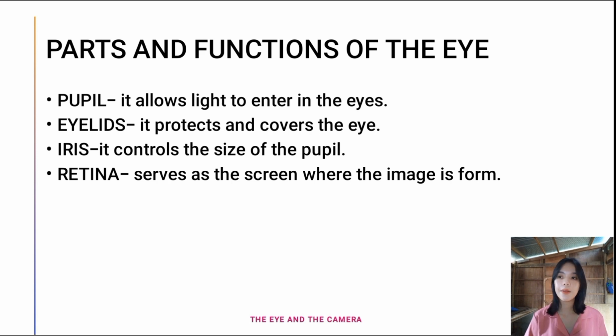Lastly is the retina. Retina is a vital part of the human eye that plays a crucial role in vision. It is a thin layer of tissue located at the back of the eye, lining the inner surface of the eyeball. So those are the parts and the functions of the eye.